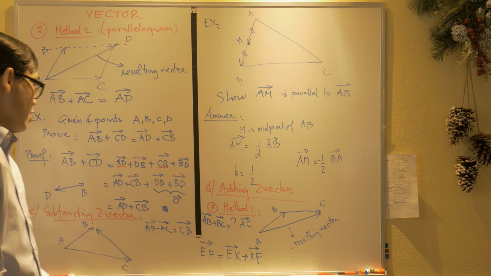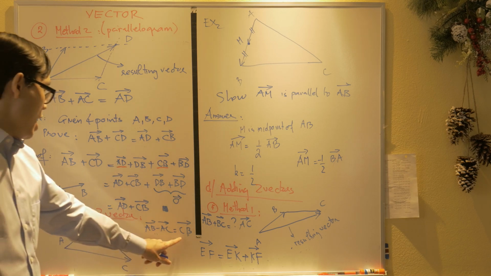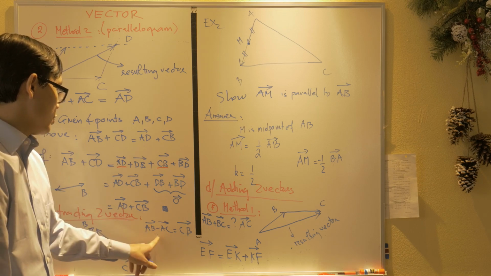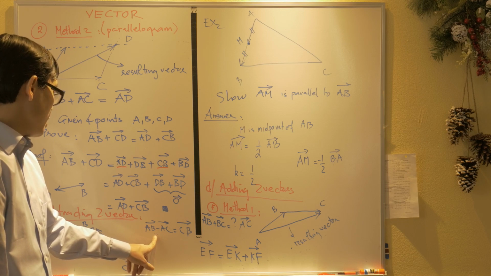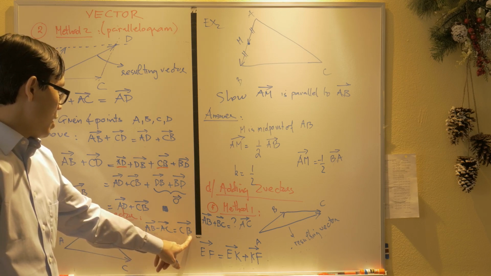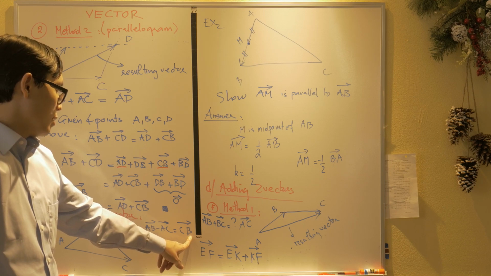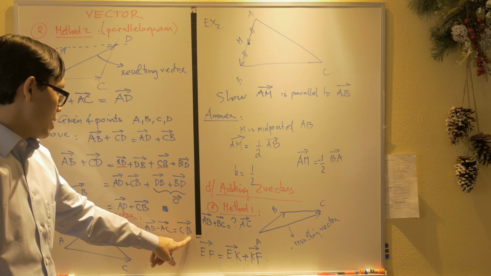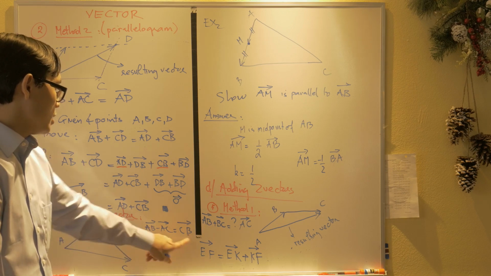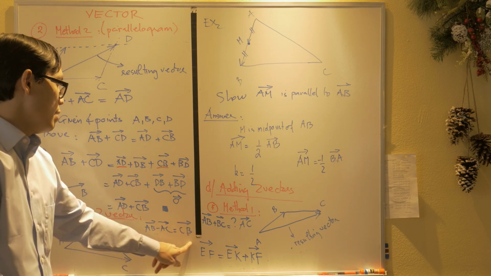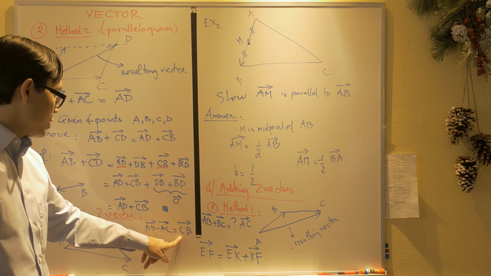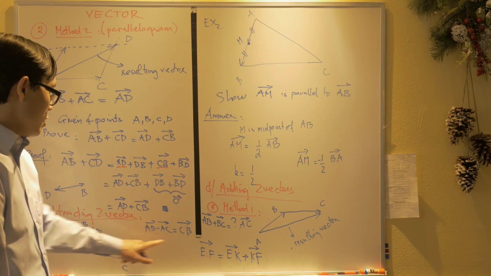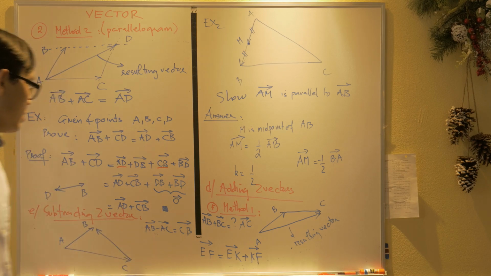So if you look at it in another way, you will see that if I am given a vector, I can split it up into two vectors using the subtraction method. I can insert a letter in the sense that it is the head minus the tail. The head of vector CB is B, the tail of vector CB is C. So if I insert any letter, for example A, it will become vector AB minus vector AC.